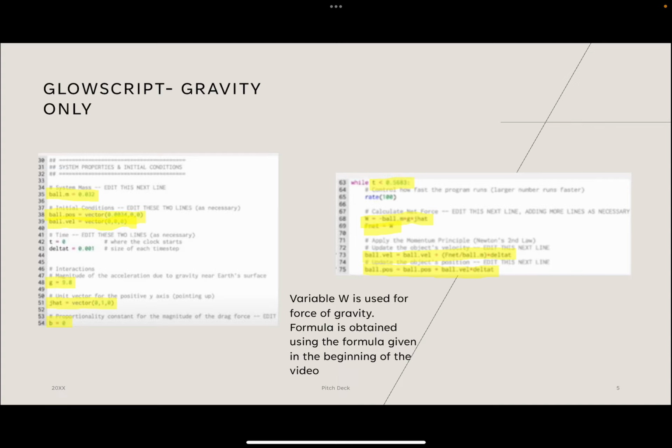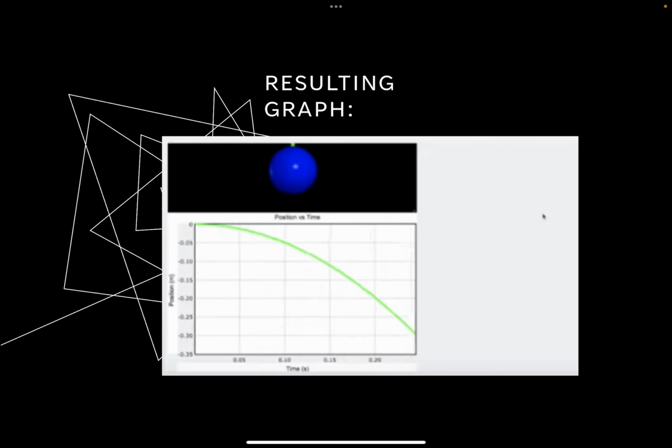This is my code that I edited to use for the computational model that only considers gravity. I weighed the paper ball and inserted that for the mass. I used the tracker information to define the initial position vector. Since the ball is starting at rest, the initial velocity vector is 0. The gravity on Earth is 9.8. The j hat, as discussed before, is (0, 1, 0). And because this model is not considering drag, I set b equal to 0. I used the timestamp recorded in tracker to set my time loop.